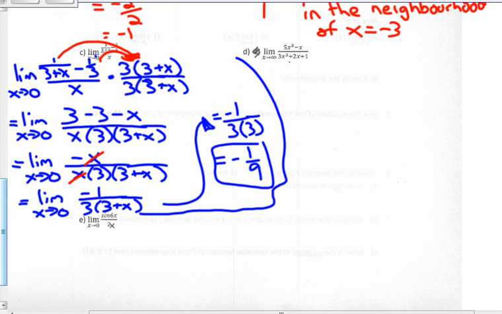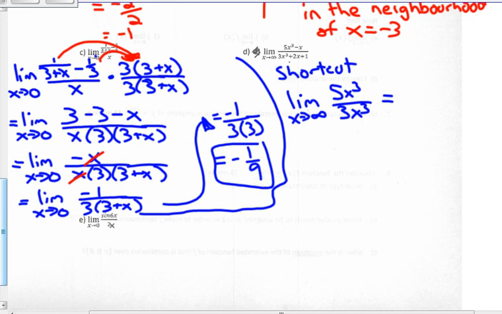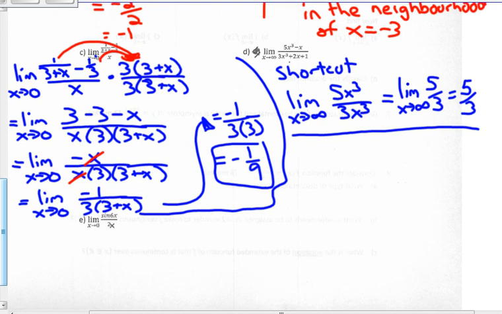Next one, D. You can use a shortcut for this, or you can go with the formal method. So the shortcut comes from looking at the top, saying the driver of the top, the most important term, is 5x cubed. The driver of the bottom is 3x cubed. That's going to be equal to the limit as x goes to infinity of 5 over 3, or just 5 over 3. Because as we go to infinity, 5/3 just stays 5/3.